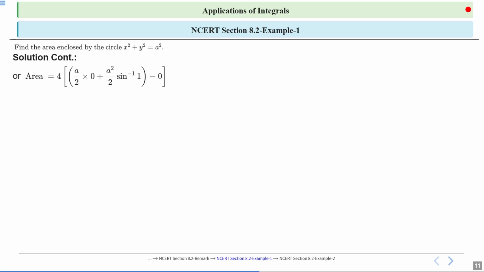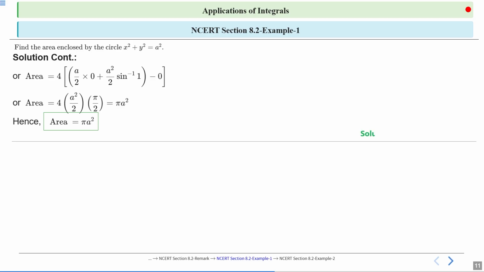At first we put the upper limit value in the antiderivative minus the lower limit value, which is 0, so we get 0. So we get 4 into a by 2 into 0 plus a square by 2 sine inverse 1, and the value of sine inverse 1 is pi by 2, so we get 4 into a square by 2 into pi by 2. When we simplify, we get pi a square. So the area of the circle is pi a square, and by geometry we already know the area of the circle is pi r square, where r is the radius.